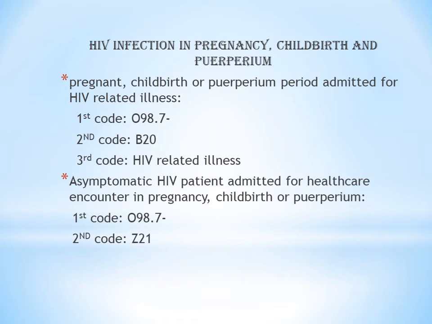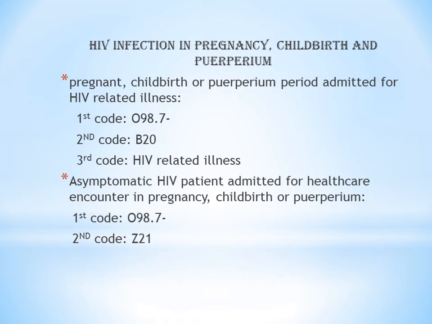So for example, if the patient is pregnant and HIV positive, and is currently admitted for pneumocystis pneumonia, it means the first code will be the O98.7 series code, the second code will be B20, and the third code will be a code for pneumocystis pneumonia.